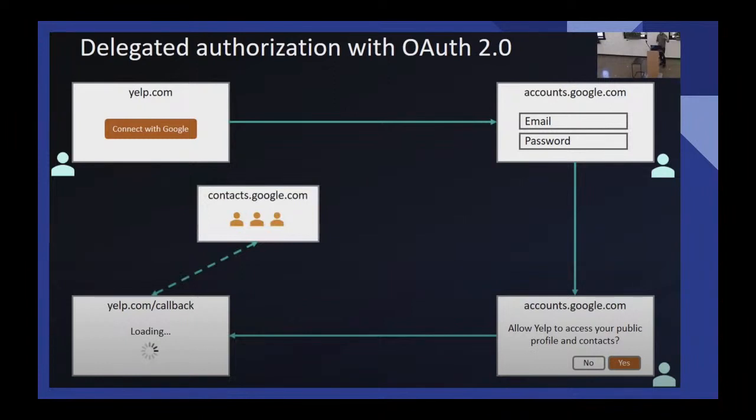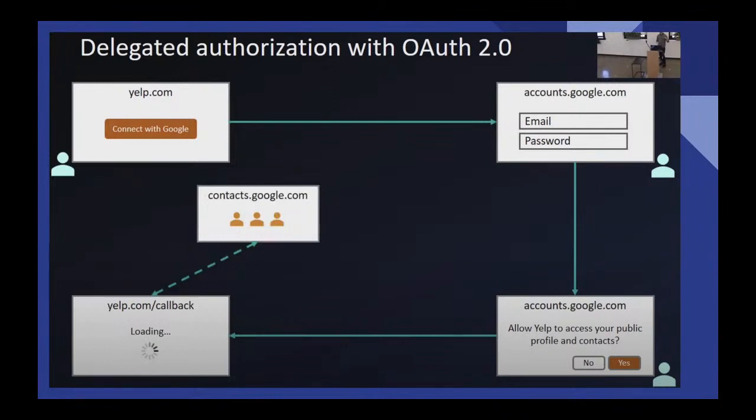So firstly, I press a button, like a Google button. If I press the button, it will take us to account.google.com, which asks for my email and password. So I just type my email and password. Then eventually, they will ask me to allow Yelp to access my public profile and contacts. Say yes or no.